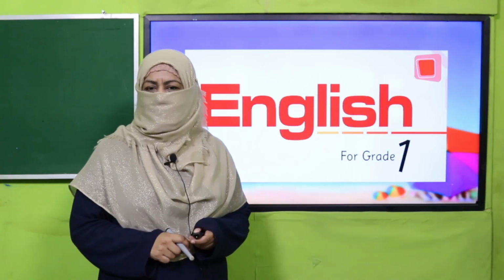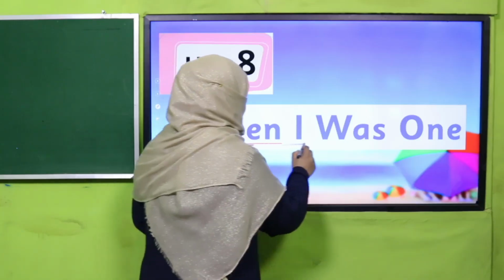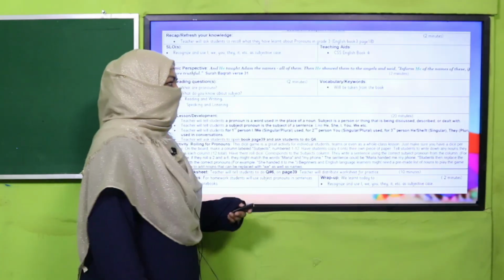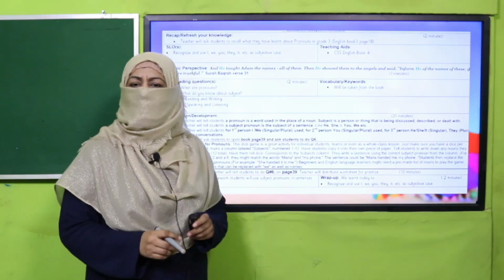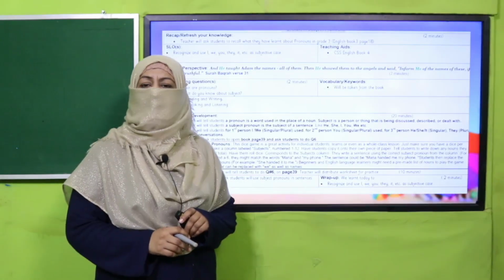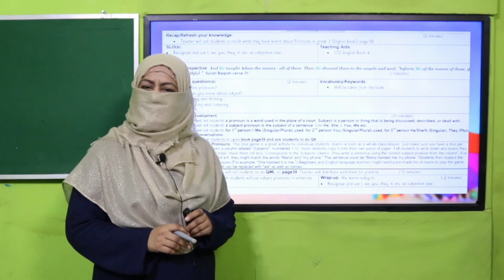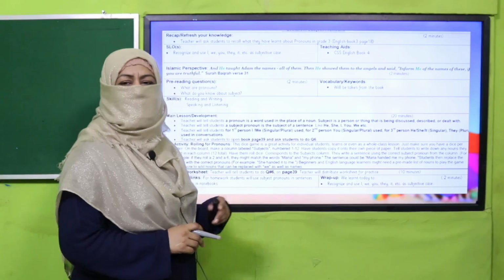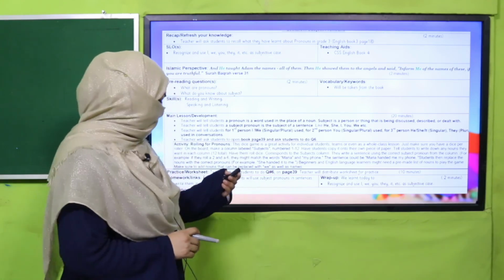We are learning Unit 8. It's a beautiful poem with the title, When I Was One. My dear fellow teachers, this lesson plan, PowerPoint presentation and worksheet links are given. You may click it, download it, follow it as it is or modify it for your convenience. I'm going to deliver my lecture according to this lesson plan.